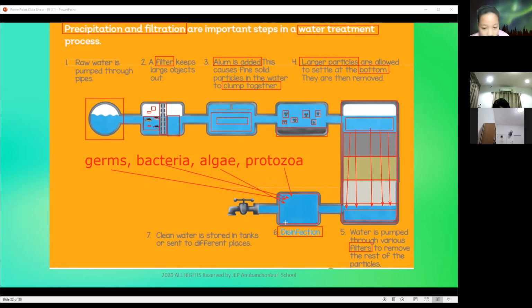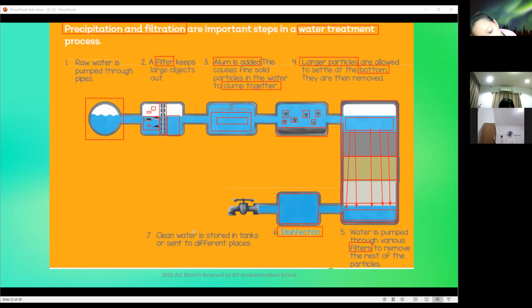Okay, here in tank number 6. Some water treatment facilities actually add some minerals here. After they disinfect, they put some minerals in the water, and then if that is ready, they will be able to put it in the tanks. It's stored in tanks. And then they're going to deliver it to 7-Eleven, and Nataya will drink the water.